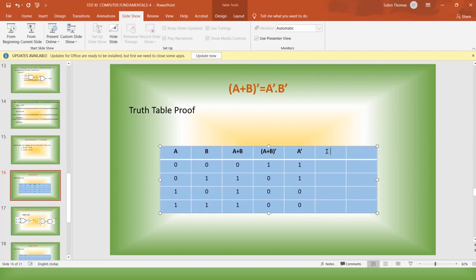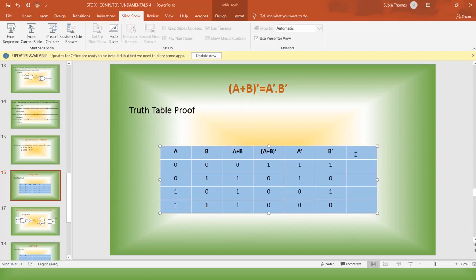Next, calculate. The complement, that means the NOT operation, should be done first. So that is why I am doing B complement here. Now which is the B value? The B value is here. Now find out the complement of each of these B values: 1, 0, 1, 0. So this is the B complement value. This is the B value and this is the B complement value.